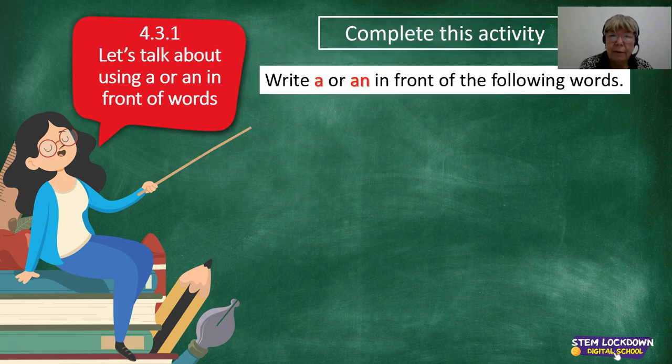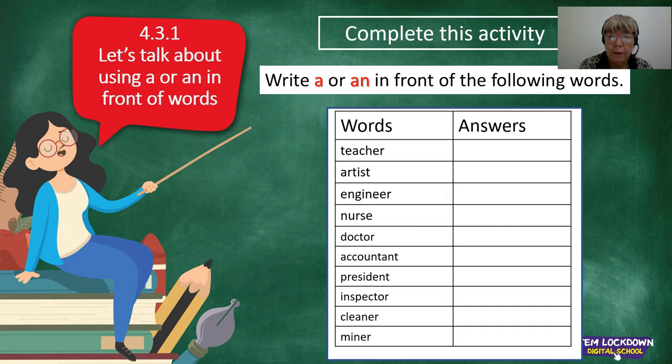Write a or an in front of the following words. Let's read the words together. Teacher, artist, engineer, nurse, doctor, accountant, president, inspector, cleaner, miner. Okay. So, in the second column under answers, just write a or an.